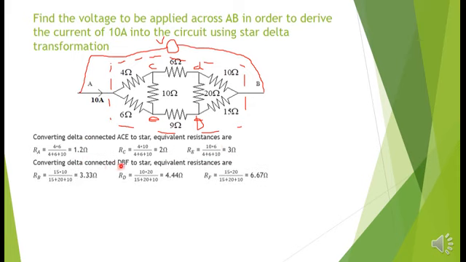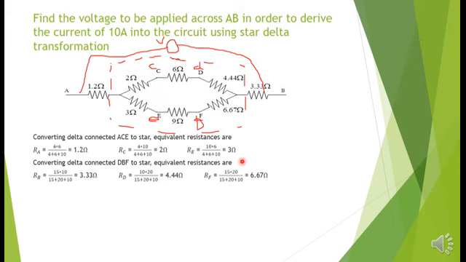Similarly, converting delta connected DBF to star, this one. So RB equal to 10 into 15 divided by 10 plus 15 plus 20. So it is 3.33 ohms. Whereas RD equal to RDB RDF divided by sum of all. So it is 10 into 20 divided by 10 plus 20 plus 15, so 4.44. Similarly, RF is this. So by converting this delta to star, the resultant network becomes like this.